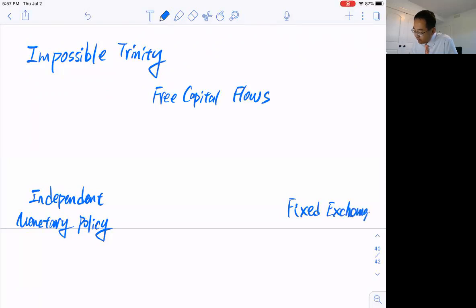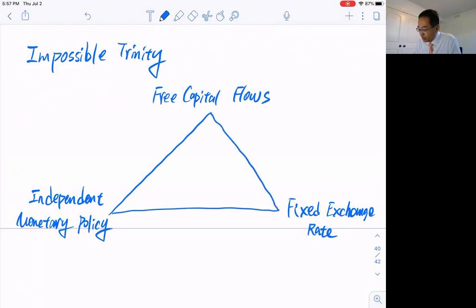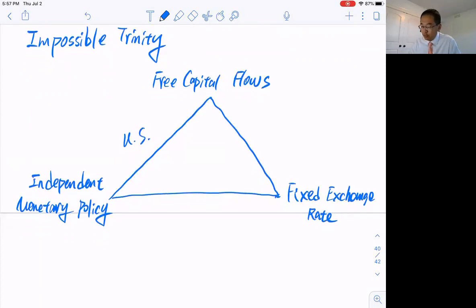So you cannot allow capital to flow, make your own monetary policy, and completely control the value of your exchange rate, your currency. This is called the impossible trinity. So you can only choose two out of the three. And the US chooses these two, where we have free capital flow and independent monetary policy. As a result, we have to allow our currency to be floating in exchange rate. Let me tell you what I mean by that.